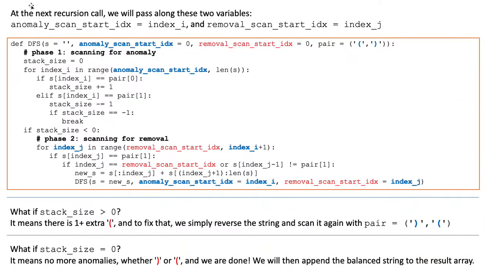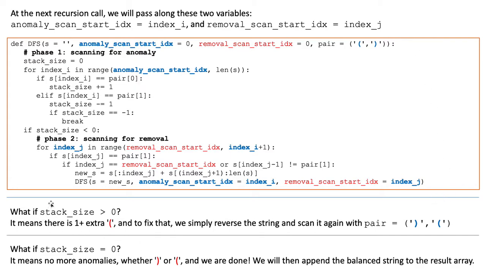That is, at the next recursion call, we will pass along these two variables, anomaly scan start index and removal scan start index. Putting together what we have so far, we have this set of code here. As you can see, this DFS stands for depth first search. Calls itself recursively to scan for the next anomaly and to remove an appropriate character as well. Please feel free to pause this video to read this set of code in some detail.